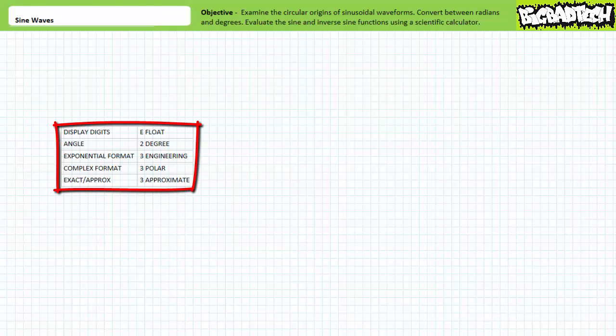In summary, first page accessible using the F1 key: display digits, E, float; angle, 2, degree; exponential format, 3, engineering; complex format, 3, polar. Second page accessible using the F2 key: exact versus approximate, 3, approximate. Assuming your calculator has these settings, navigate to the home screen and feel free to follow along.